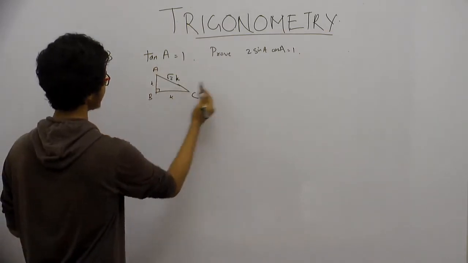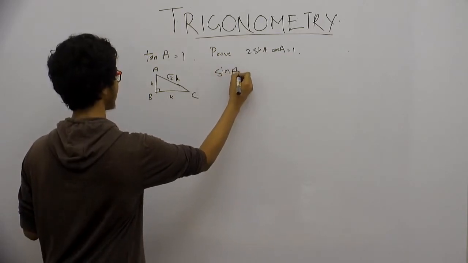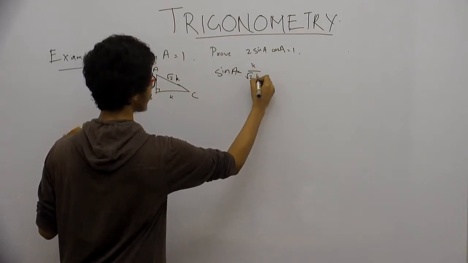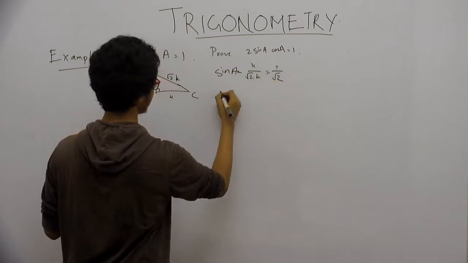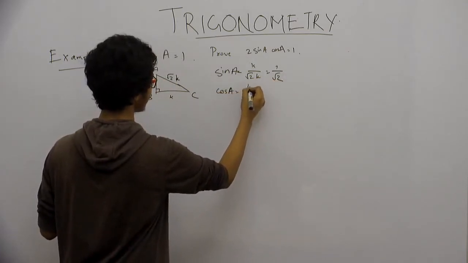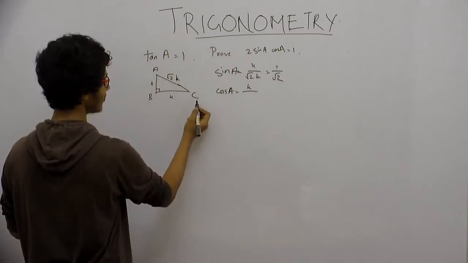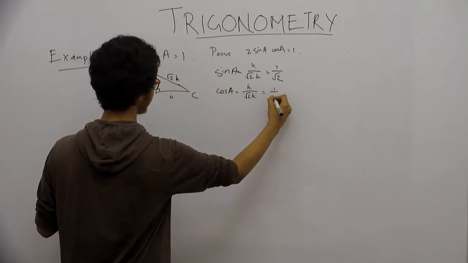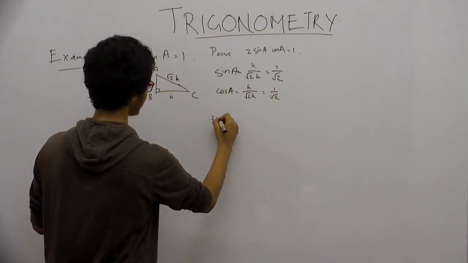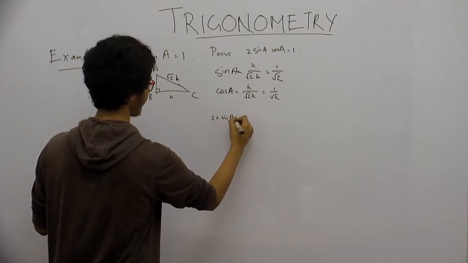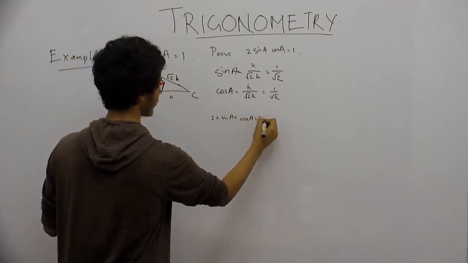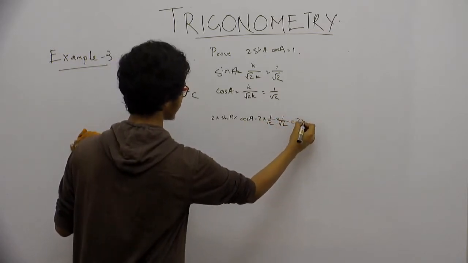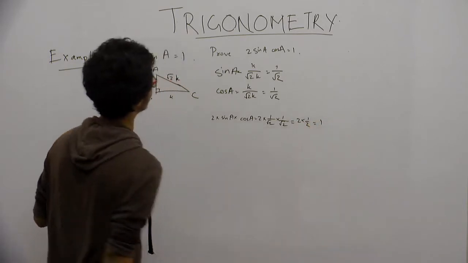Now sine A becomes BC by AC, which becomes k divided by root 2k. This equals 1 by root 2. Cos A equals, similarly, k, because AB is equal to BC and both have the length k, by root 2k. This equals 1 by root 2. So multiplying, we get 2 into 1 by root 2 into 1 by root 2. This equals 2 into half. This equals 1. Hence proved.